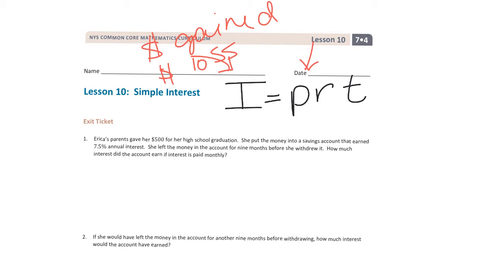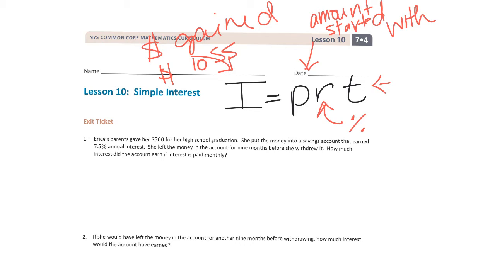The principal is the amount started with. The rate is your percent, always written as a decimal or a fraction. And your time is annually, which means once a year. All right, so I'm going to go through the problems on the exit ticket.